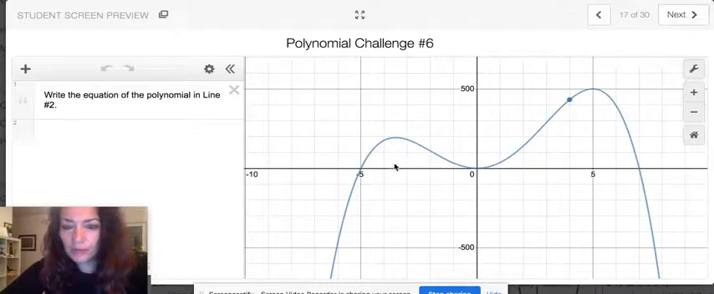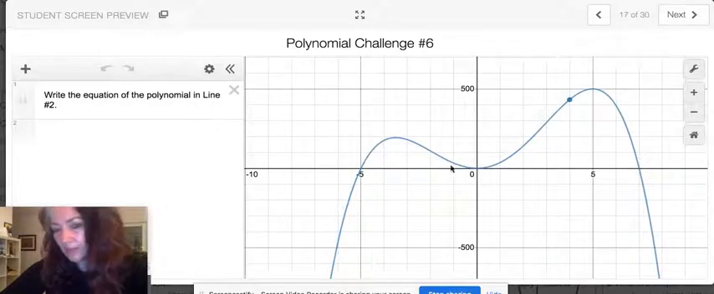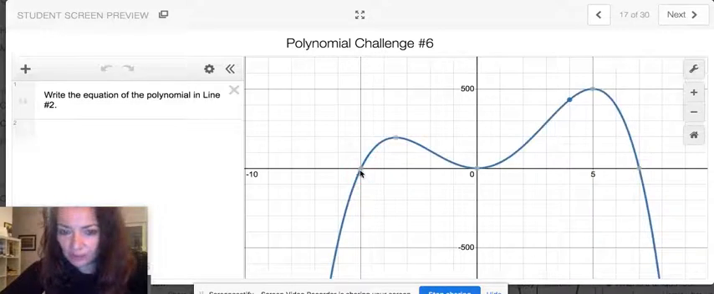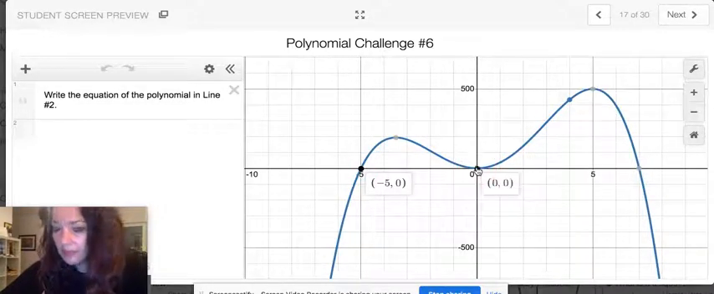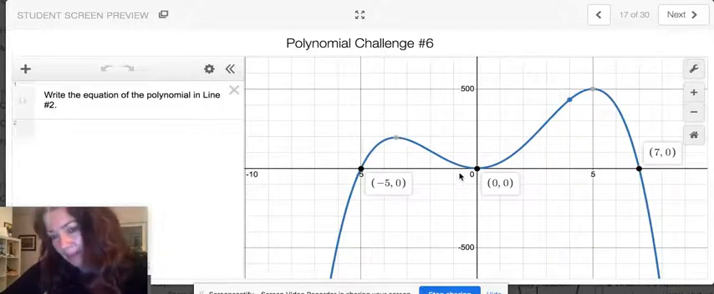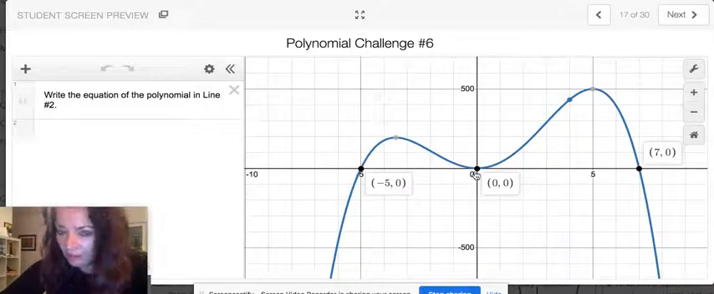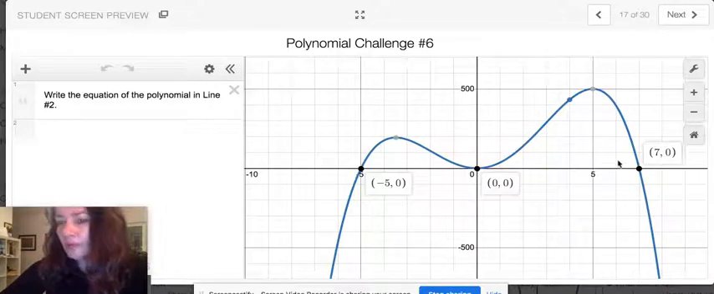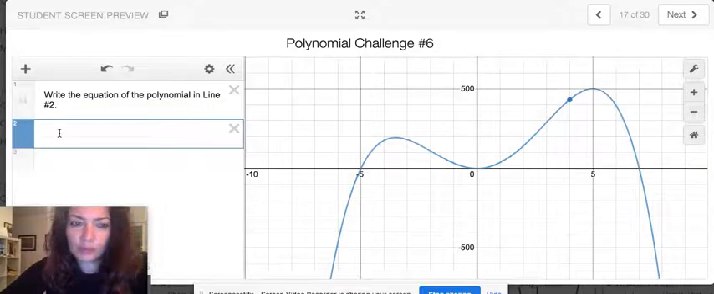All right, so for this one, we're going to do the same thing, but notice the graph is facing upside down. But let's first enter our intercepts. So we have one at -5, 0, and 7. Notice the graph is passing through -5, it goes up and then comes back down, bounces off the x-axis, and then goes up and comes back down. So let's see how we would write something like that.